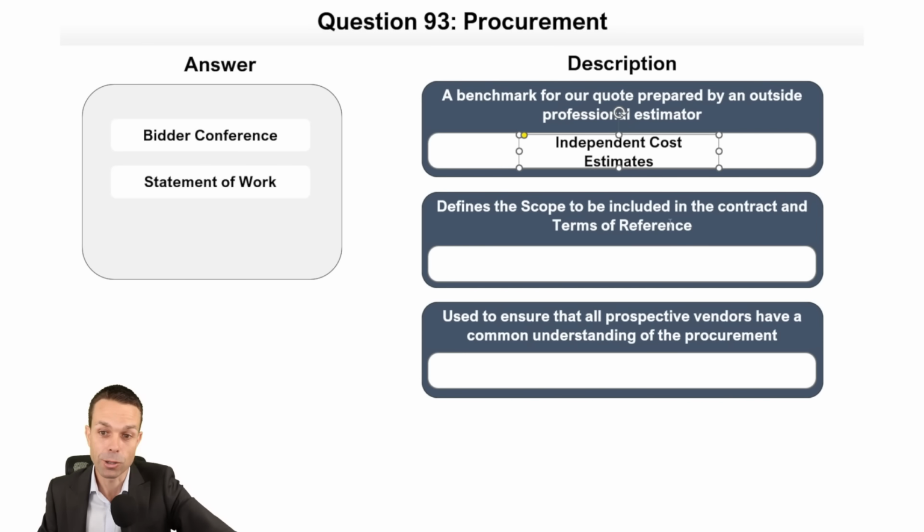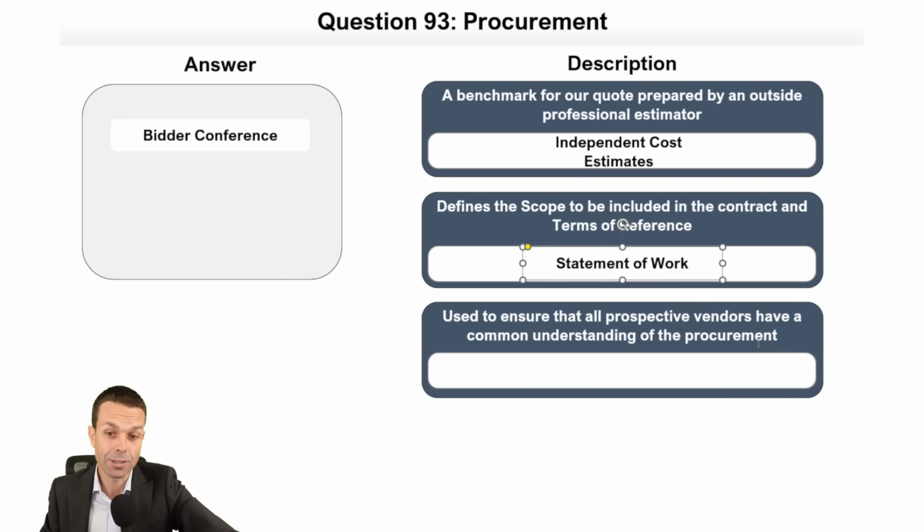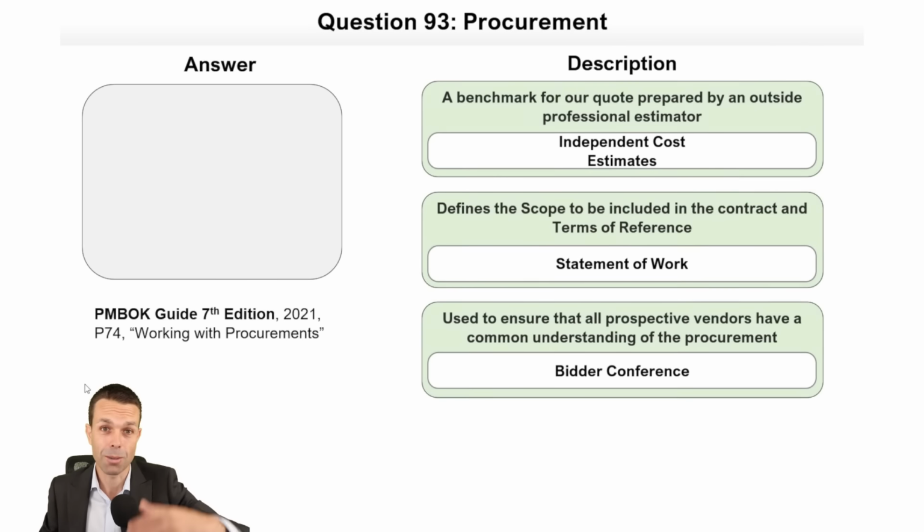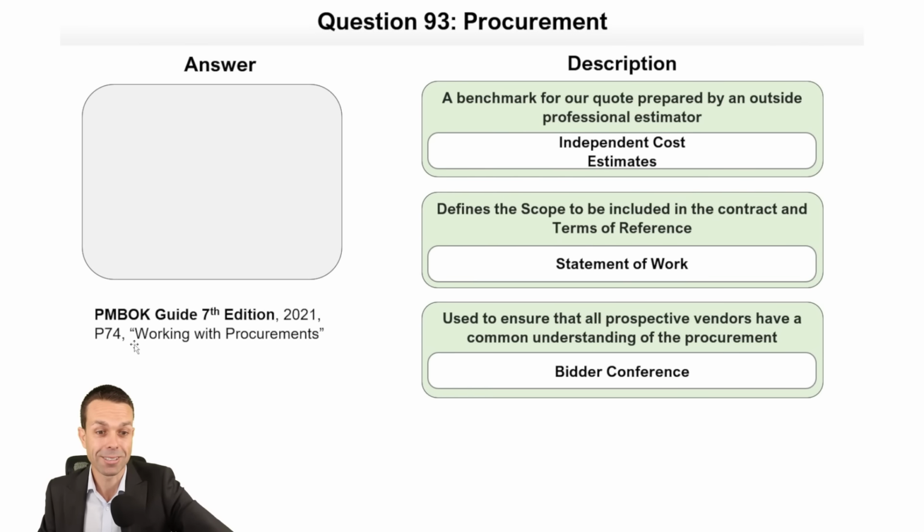Defining the scope to be included in the contract and the terms of reference, that's going to be our statement of work, what the vendor needs to bid on, and used to ensure that the prospective vendors all have a common understanding. We're going to hold a bidder conference so everyone is on the same page and no one gets preferential treatment that could come back to bite us later. That's great. We did it. Great. Excellent. Page 74. Fantastic.